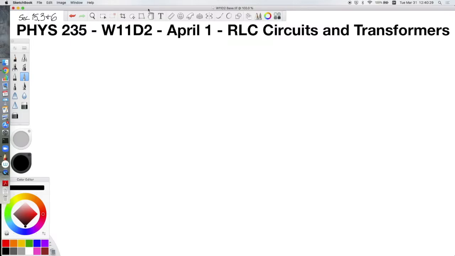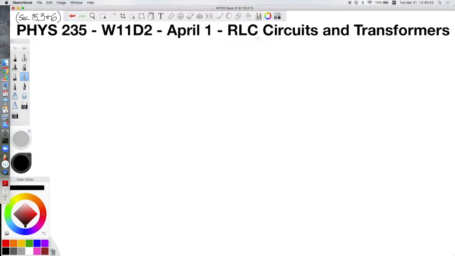Note that this is a slight change from the original syllabus policy, as I mentioned on Monday. Up here in the corner you can see today's lecture is going to focus on sections 15.3 and 15.6 from volume 2 of your digital textbook. Most of what we're going to talk about today is RLC circuits, and then later we're going to spend a little time talking about transformers.